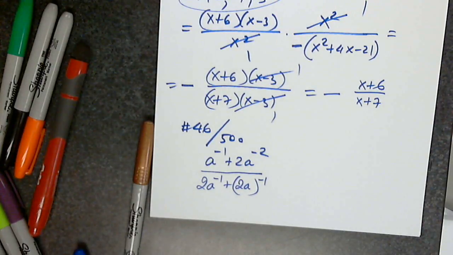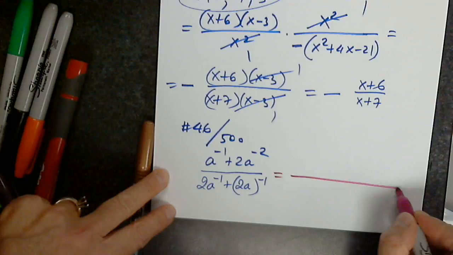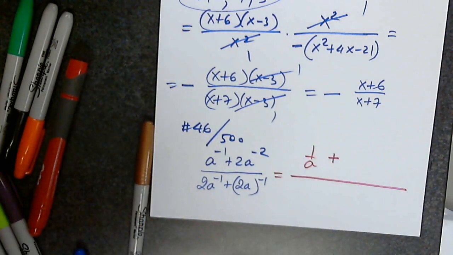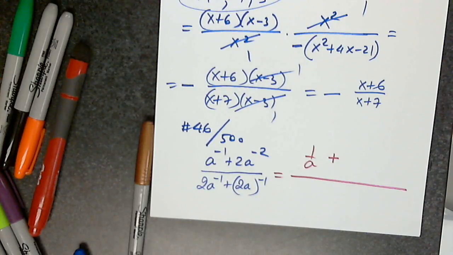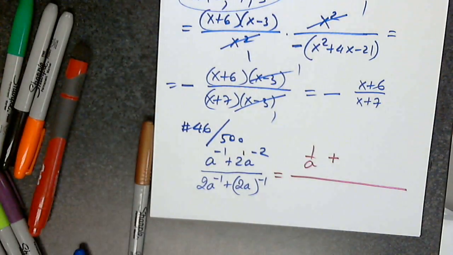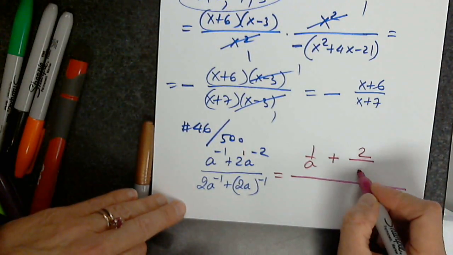I have to remember what a to negative 1 means. What does a to negative 1 mean? And the answer is 1 over a plus, what does 2 times a to negative 2 mean? It's not in parentheses. 2 has power 1. 2 cannot go to the denominator. So this will be 2 over a squared.